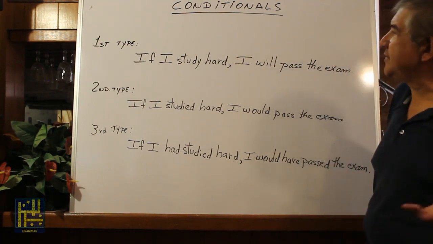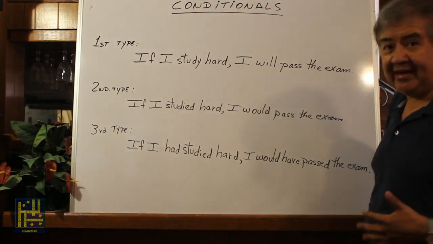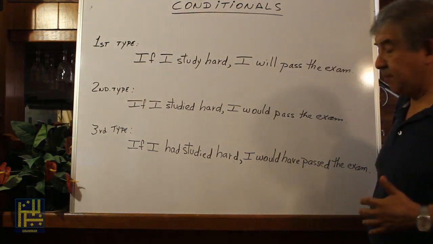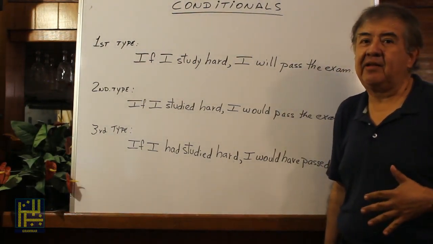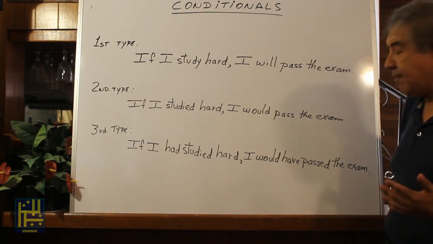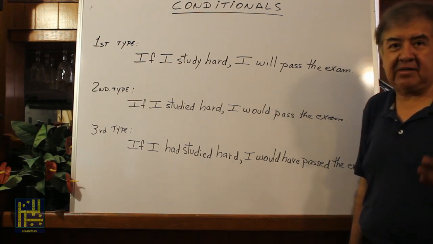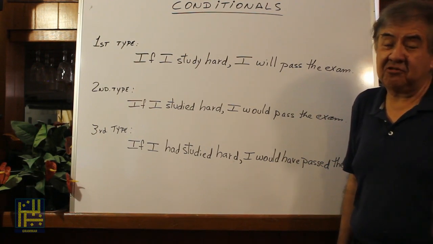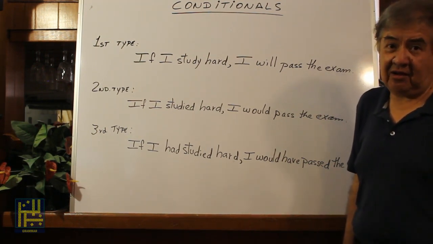For example, in the first one it says, if I study hard, I will pass the exam. Si estudio mucho, pasaré el examen. Second type, if I studied hard, I would pass the exam. Si yo estudiara mucho, pasaría el examen. And the third type, if I had studied hard, I would have passed the exam. Si yo hubiera estudiado mucho, habría pasado el examen. Unfortunately, you didn't study, so you didn't pass the exam. That was the logical situation and consequence.